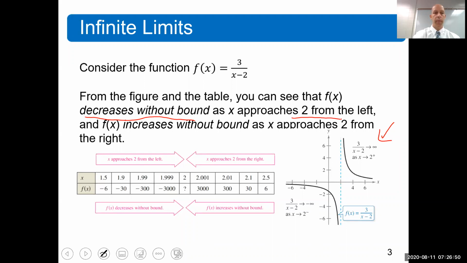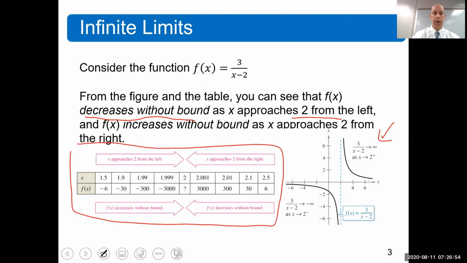That's just graphically. If we were to look numerically, again, we're interested at 2, we can see that the y values as we get closer and closer to 2 from the left are getting larger and larger negative. If we approach 2 from the right, they are getting larger and larger positive.